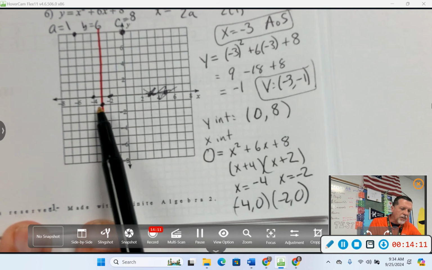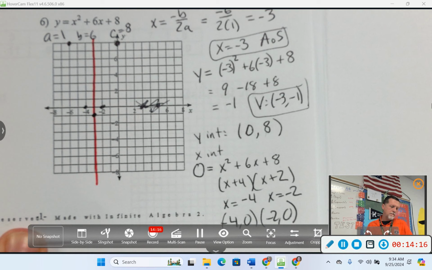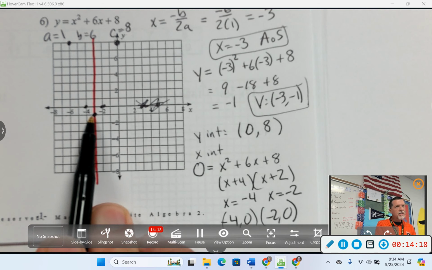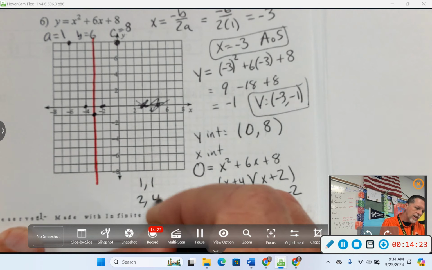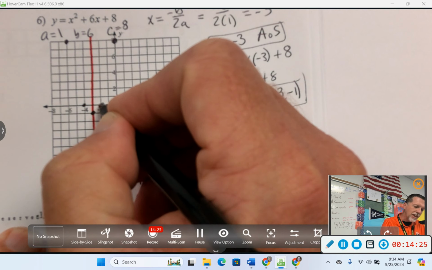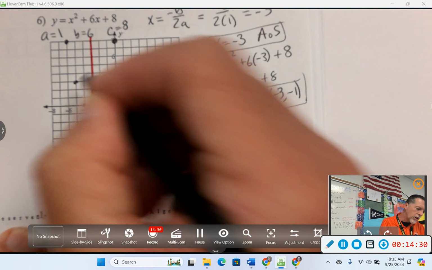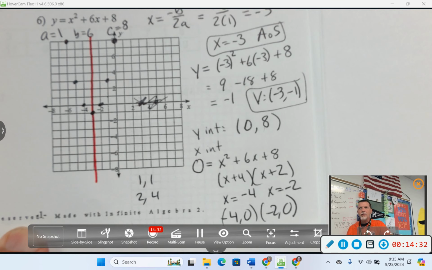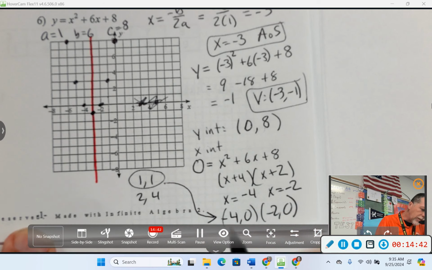Okay, side note, how else could I have found those x-intercepts? Once I knew where my vertex was. The 1, 1, 2, 4 stuff. Over 1, up 1, lands on the x-axis, so that's an x-intercept. Over 2, up 4. So, right, there's no shame in using what we already know to kind of check what we're learning. So you can do the 1, 1, 2, 4 stuff to sometimes land on the x-axis.